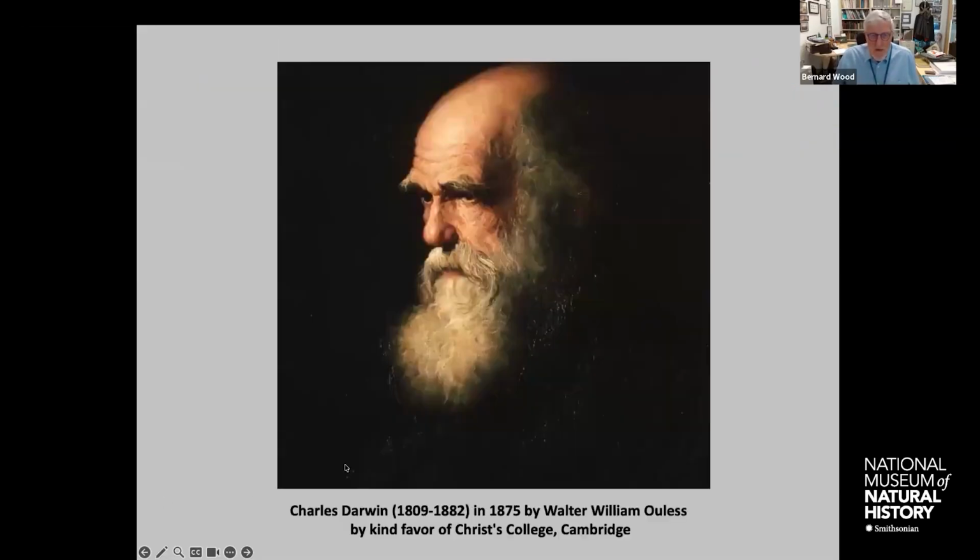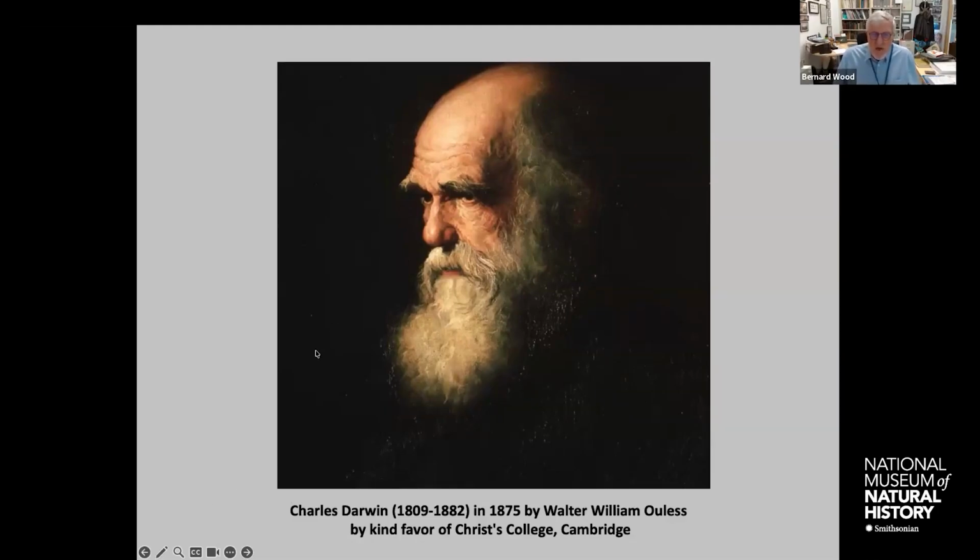Next slide. A side-angle profile picture of Charles Darwin shows him with gray balding hair and a long gray mustache and beard. Text: Charles Darwin, 1809 to 1882. In 1875 by Walter William Ouless, by kind favor of Christ's College, Cambridge. This is a picture of Charles Darwin, and the reason I'm showing you the picture is because of Darwin's contribution, which includes the notion that all living things are part of a single tree of life.